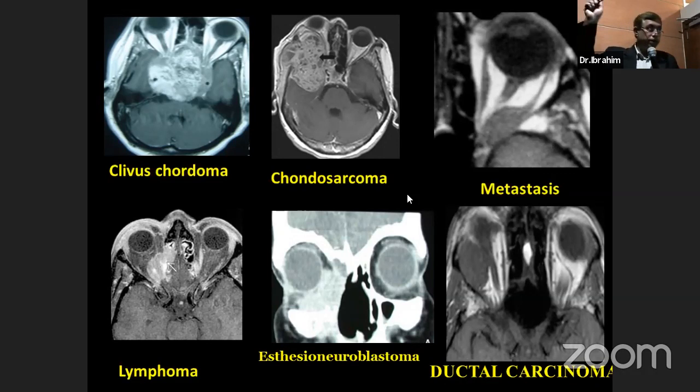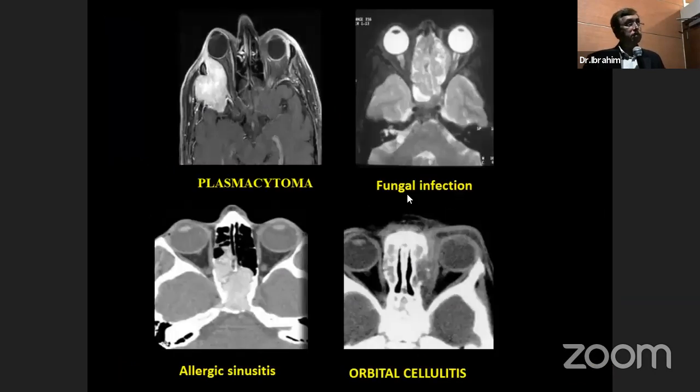Metastasis loves to go anywhere. So they can go anywhere. Lymphoma, which we always forget about. The esthesioneuroblastoma coming from the nasal area. Ductal carcinoma of the lacrimal system. Plasmacytoma, one patient of mine.